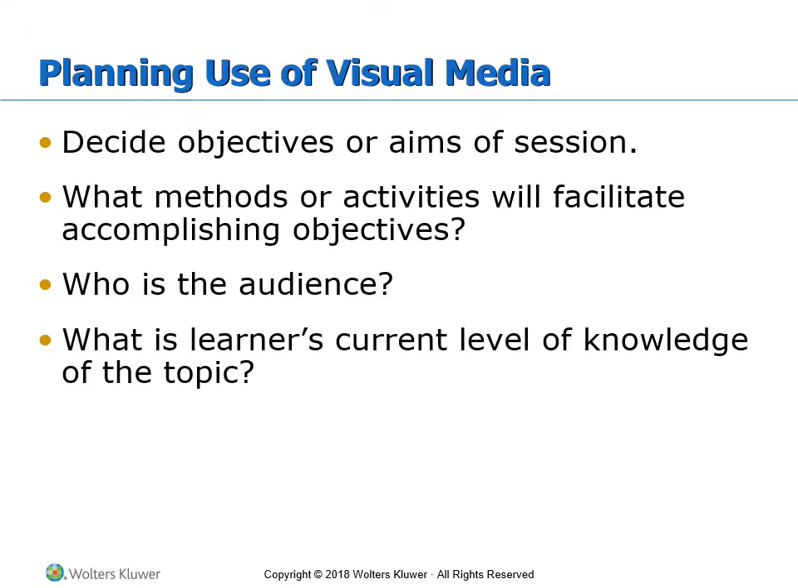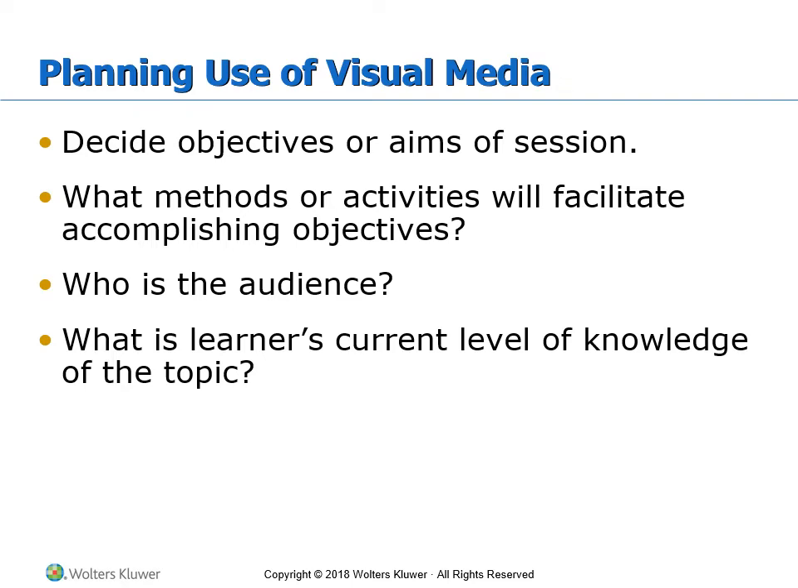So when planning the use of visual media, the first thing is we need to decide the objectives or aims of the session, which is what you'll be planning for your presentation: at the end of this, what do we want people to know, be able to do, be able to identify, and we'll discuss Bloom's taxonomy more. You'll also want to identify what methods or activities will help facilitate accomplishing your objectives. So for example, if at the end of the lecture, people should be able to check their blood sugar, then we're going to plan it very differently than if they're going to be able to explain what blood sugar is. So one is knowledge and one is actually doing something.